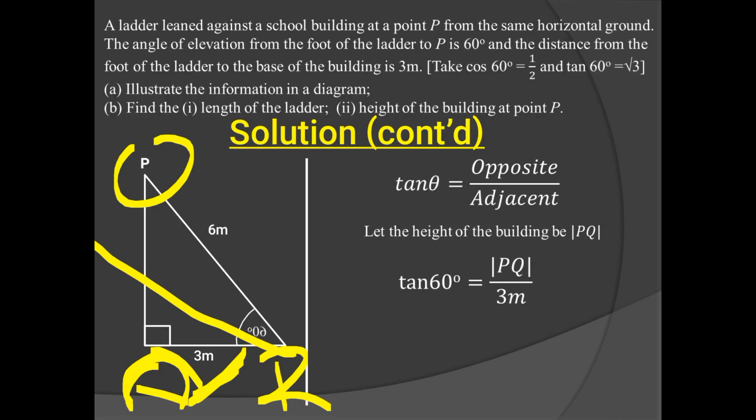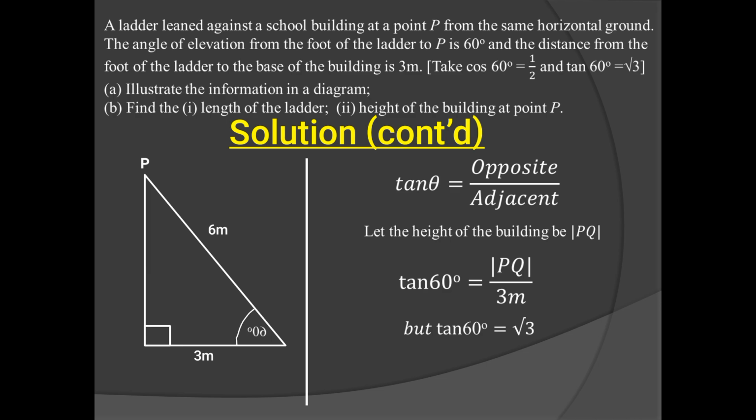But the question has given us tan theta to be root of 3. So where we see tan theta, we put root of 3. So it's going to be root of 3 is equal to line PQ over 3 meters. Are we there? Good.